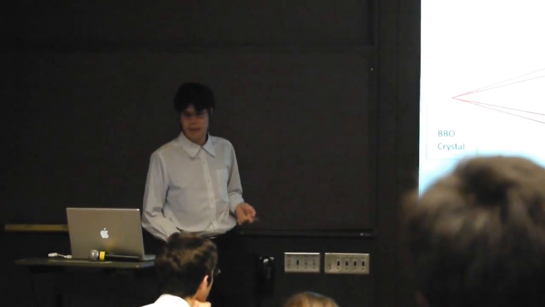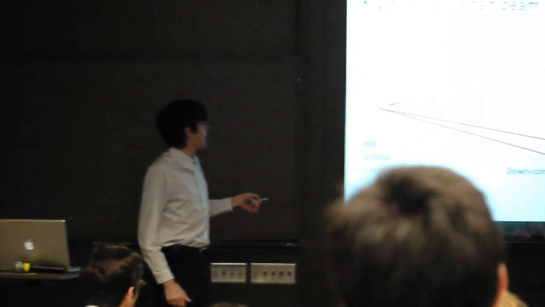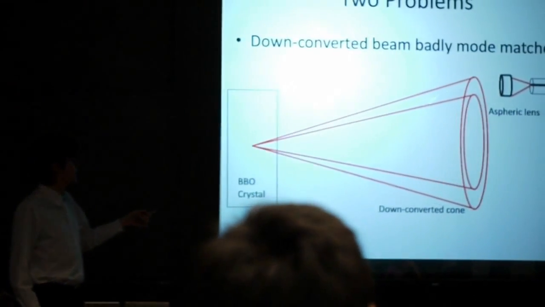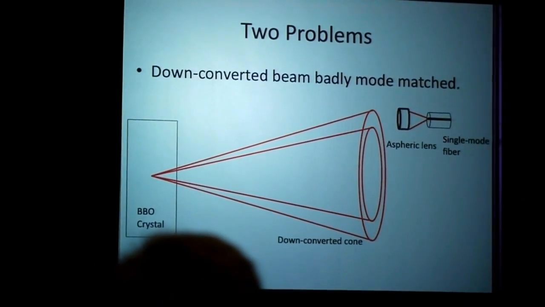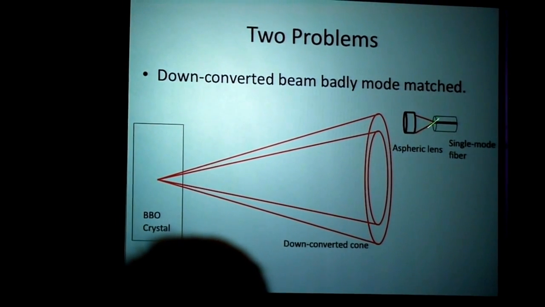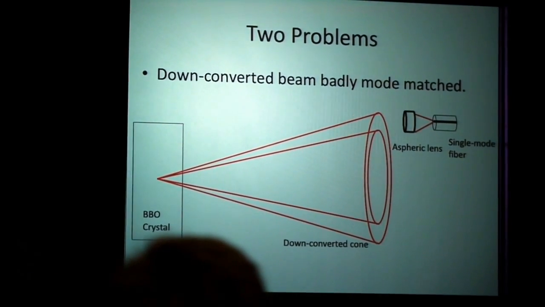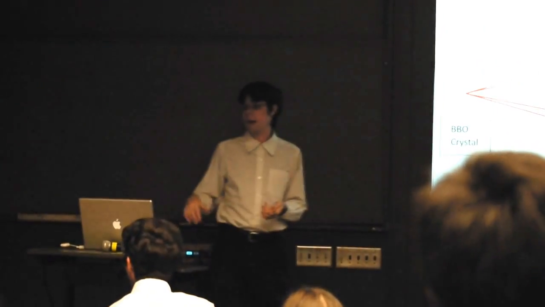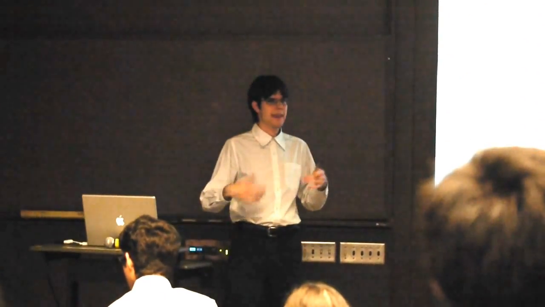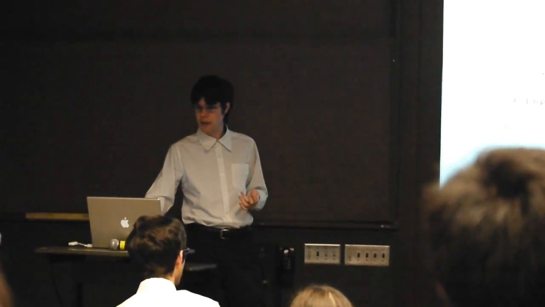The other problem is that the down conversion process produces a cone of light that's pretty divergent. And so we're trying to couple this into single mode fibers with aspheric lenses, which does help somewhat, but it doesn't really collimate the beam as much as it would. So we're having problems matching the mode of the down converted light to the single mode fibers, and so it doesn't reject the L equals 1 as much as we want. So I worked a little bit on these two.